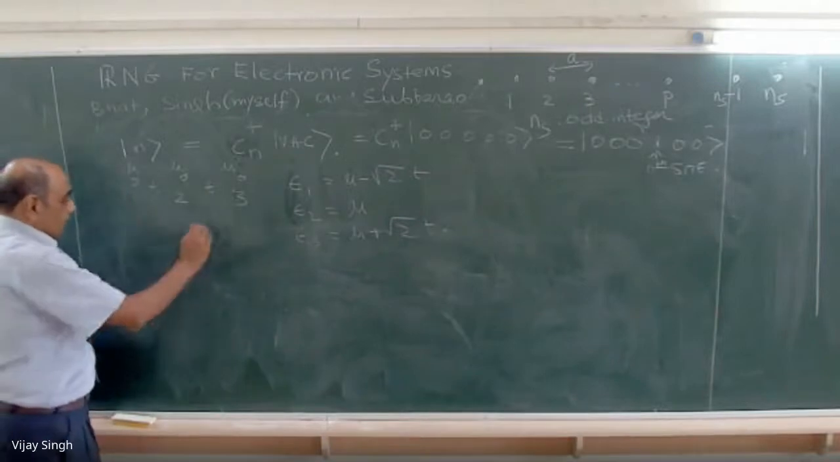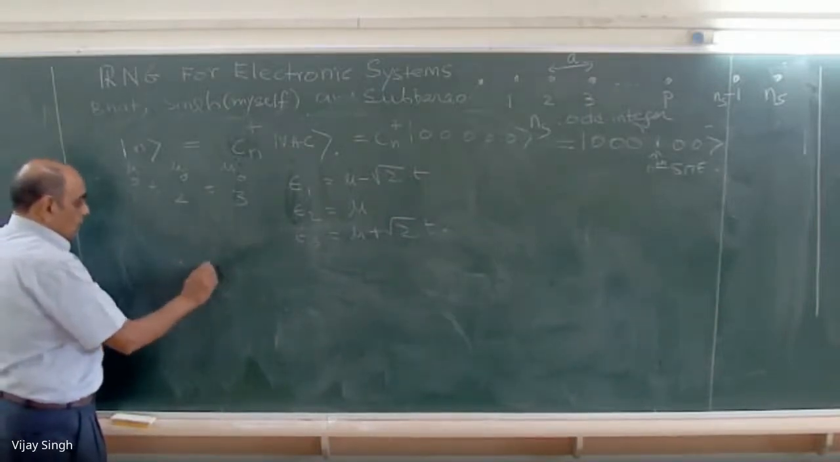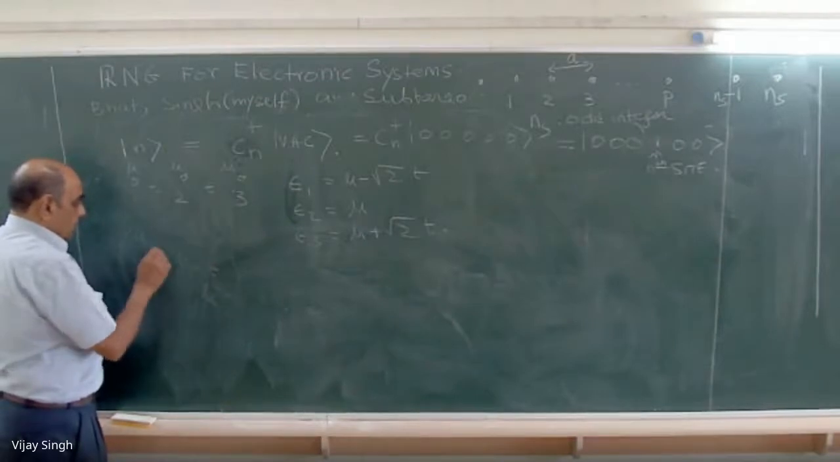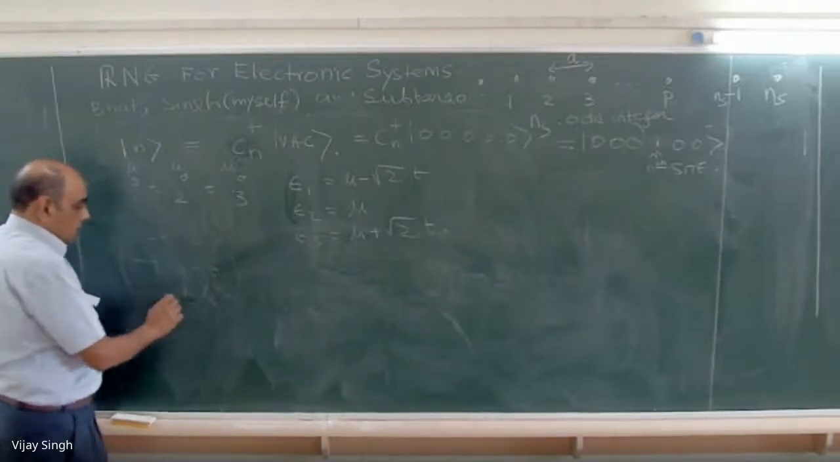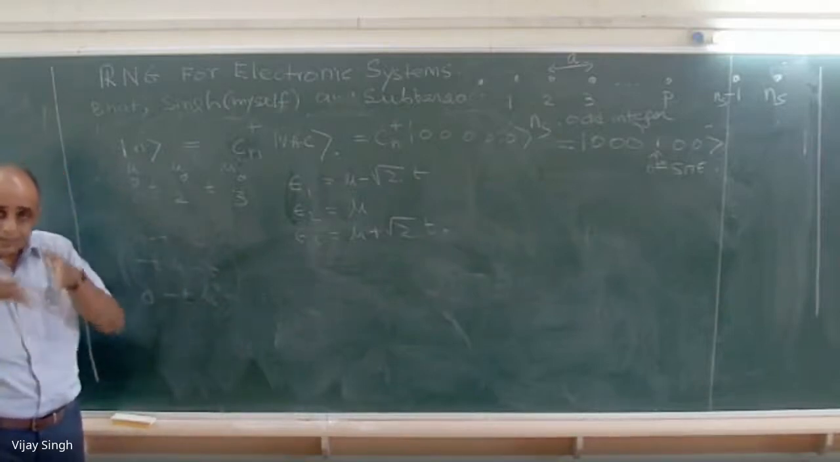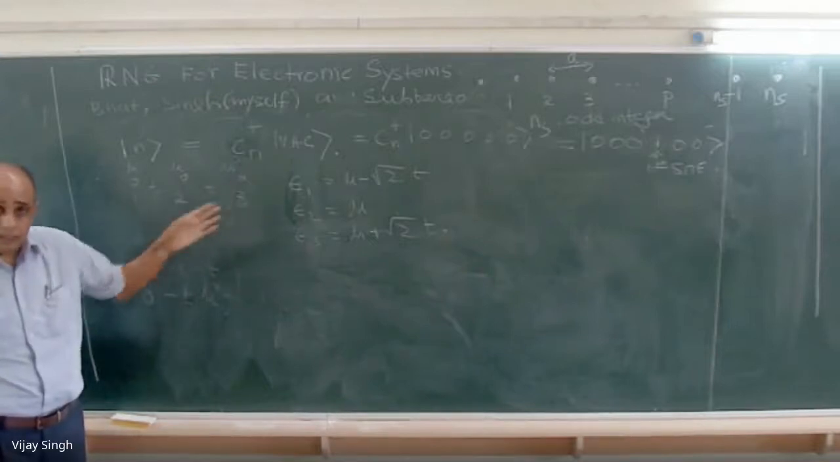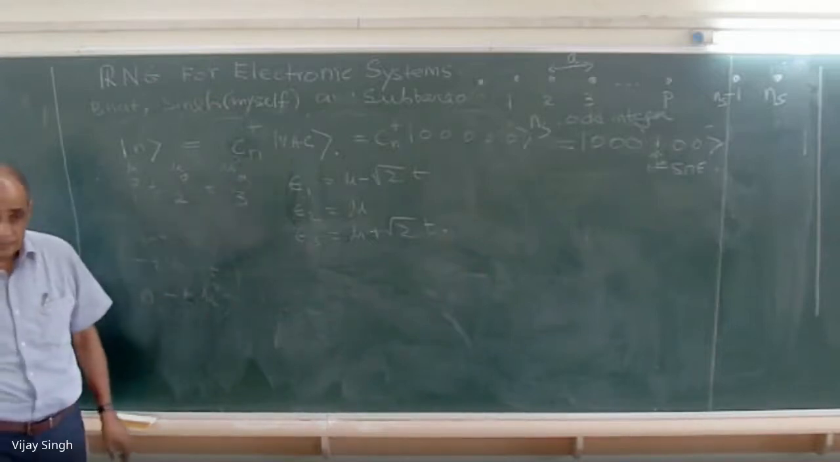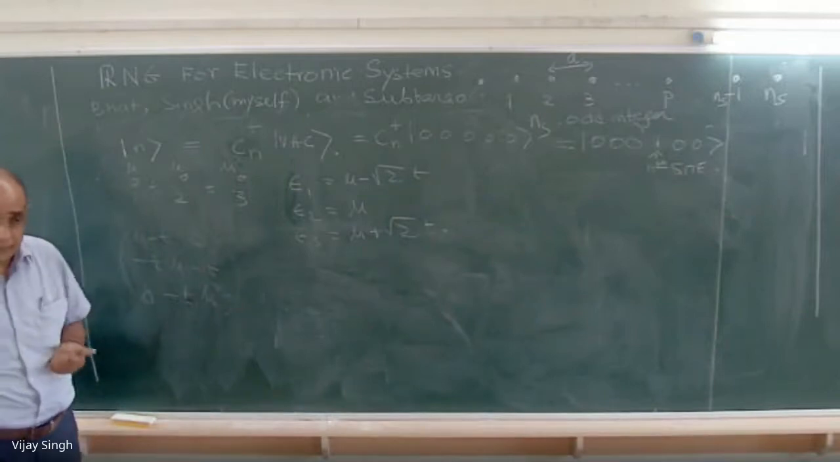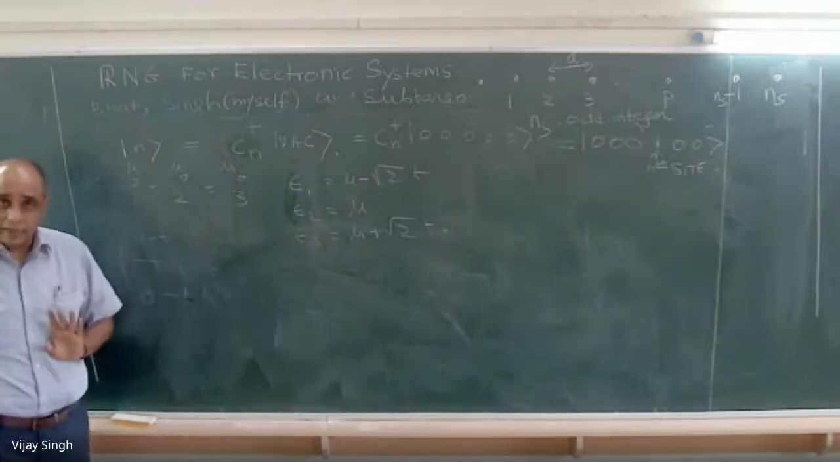In fact, if you have something like this, it would be mu, mu, mu on the diagonal, and minus t, minus t just off the diagonal. It's called a banded matrix, a tri-diagonal matrix. In fact, even if you give me 20,000 sites, I will tell you how to do it. Not just 3, you can ask for 20,000 sites. So it is possible to try.